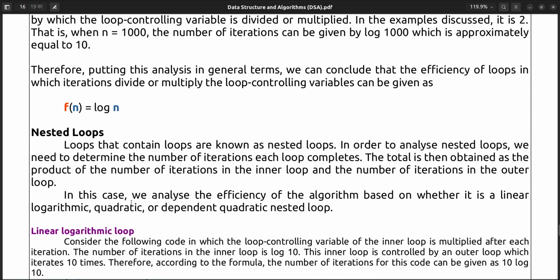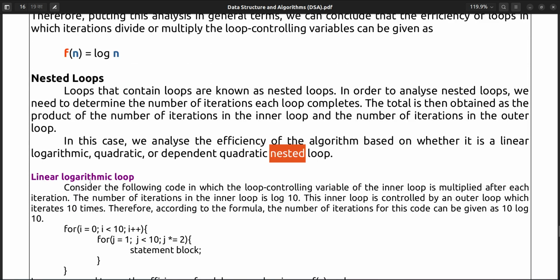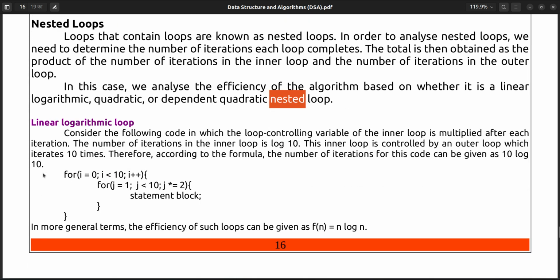So in this case, we analyze the efficiency of an algorithm based on whether it is a linear logarithmic, quadratic or dependent quadratic nested loop. So first one is the linear logarithmic loop.